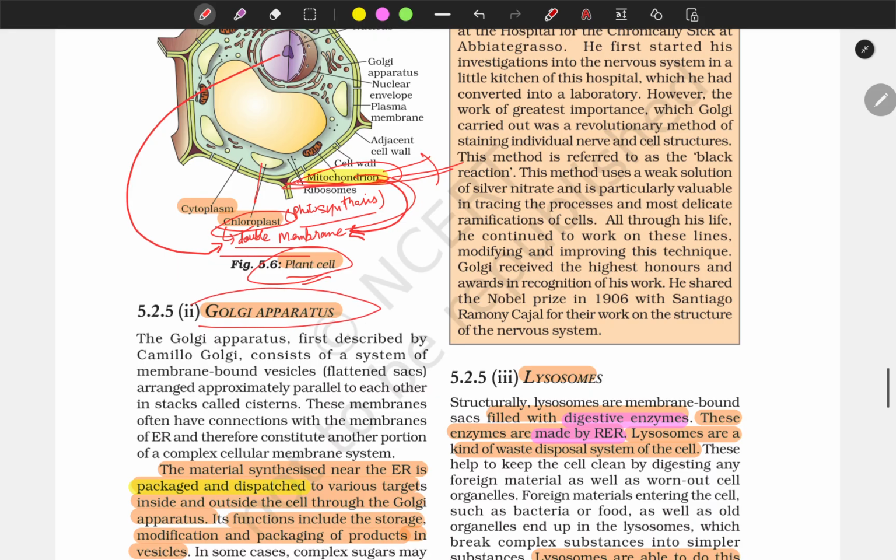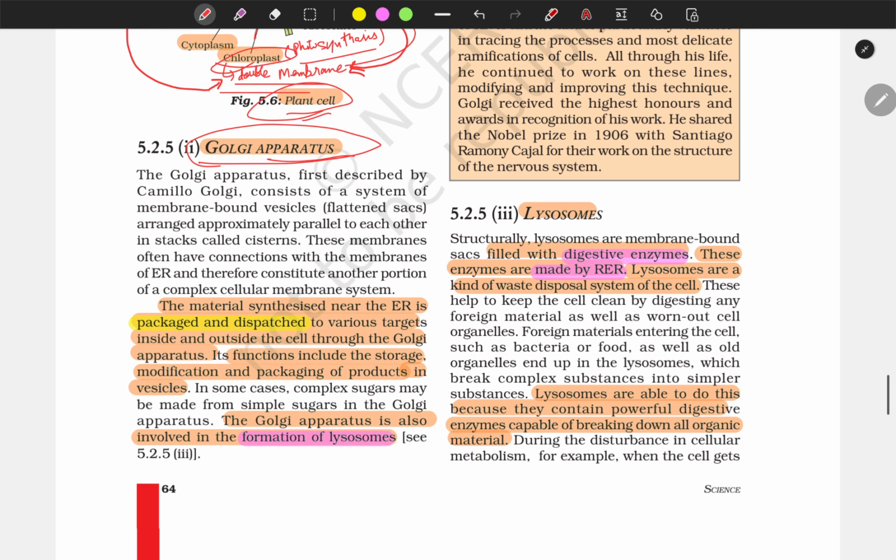Now let's discuss the Golgi apparatus. So what is the main function? Its main function is packaging and dispatching. Material synthesized near the ER, like fats and proteins, are packaged and dispatched to various targets inside and outside of the cell through the Golgi apparatus. Its function includes storage, modification, and packaging of the products in vesicles. Golgi apparatus is also involved in formation of lysosomes. What are lysosomes? We will discuss here.